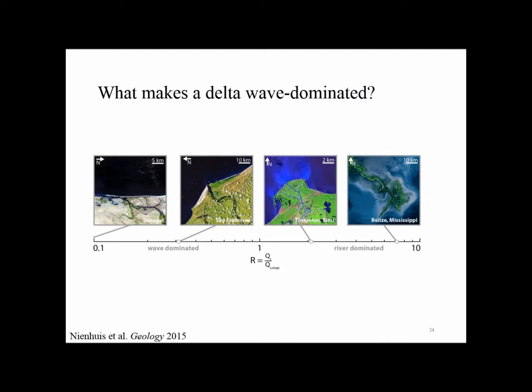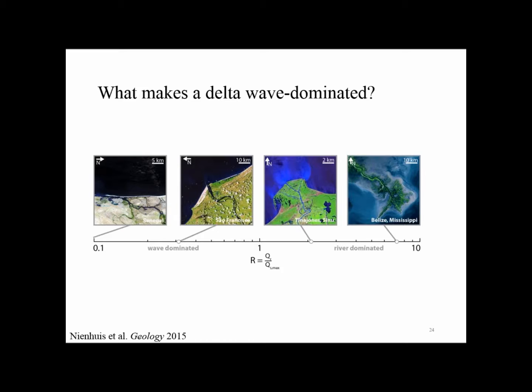We can also do this for a bunch of other deltas globally. For instance, the Senegal delta has a very flat coastline, and we predict that with our ratio that indeed our R is 0.04. So this is a good prediction in this case of a very strongly wave-dominated delta. For the Belize lobe of the Mississippi, we predict an R of about 7 or 8. So this is also, according to our prediction, a very river-dominated delta.